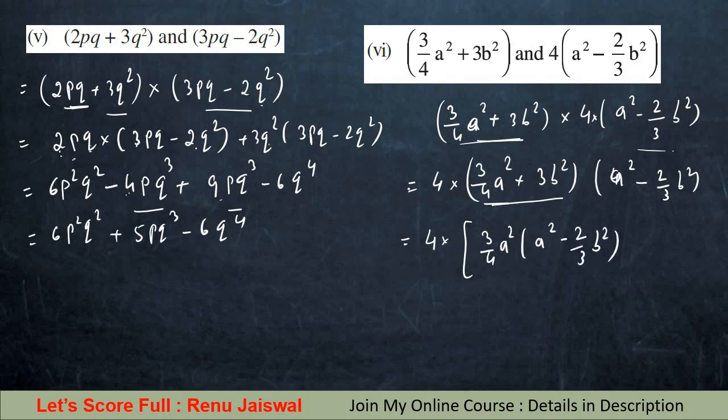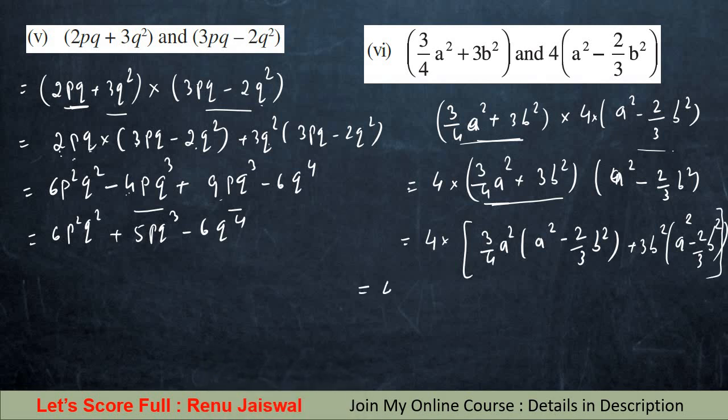Why did I take a big bracket? Because while distributing I'll use the small bracket inside. So these two brackets can't be the same. That is why I use the big bracket. Then the second term 3b square and the second bracket a square minus 2 by 3b square and then big bracket close.